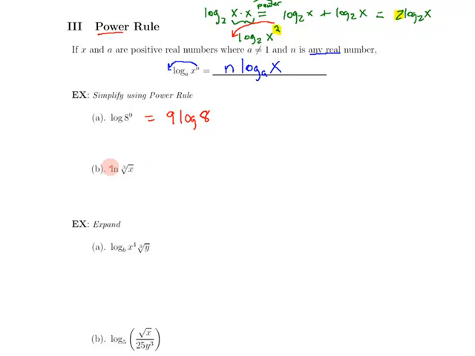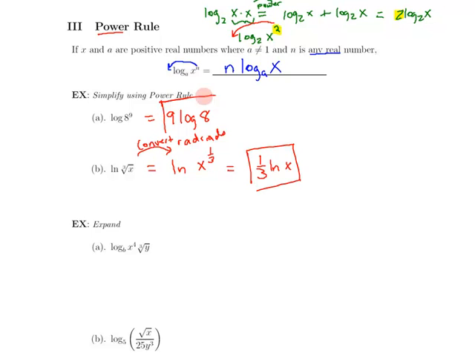Now what about this one? This is a little bit trickier. I've got the cube root. In order to do this, you just have to remember that radicals are also exponents. We learned that back in chapter 7. That's the same as x to the 1/3. Just convert the radicals to fraction exponents. Now you can pull that 1/3 out front and you get 1/3 natural log of x. That's your final answer there. This is your final answer up here.